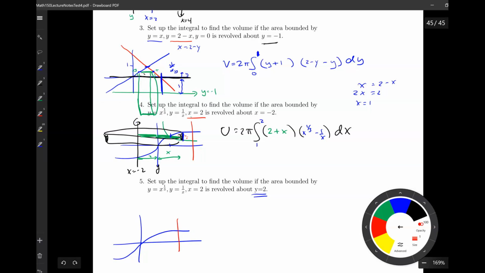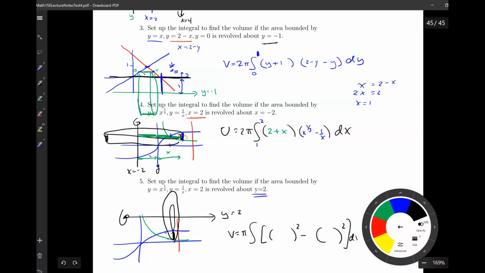So x equal 2, y equal 1 over x. So it looks like that. Okay, so now I'm revolving it about y equal 2, which is up here. So this is the center. So this time I don't want to draw parallel, because if I draw parallel, I've got different bottom functions for my rectangles. So I want to draw perpendicular to the axis of rotation. So it's going to be dx integration, and I see I've got a washer.